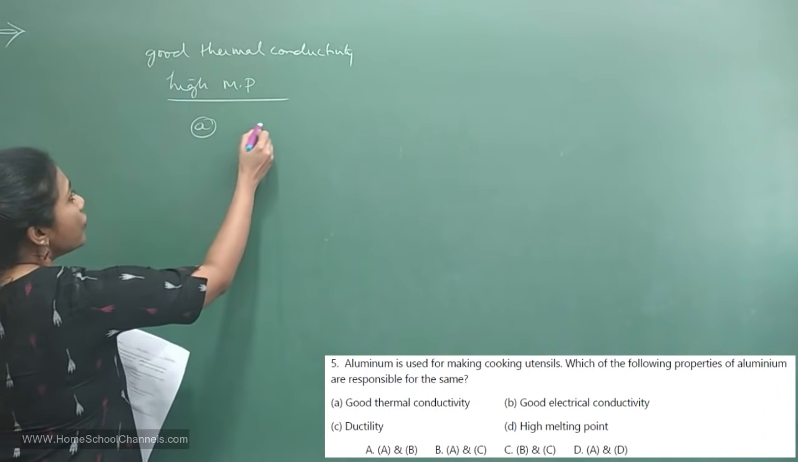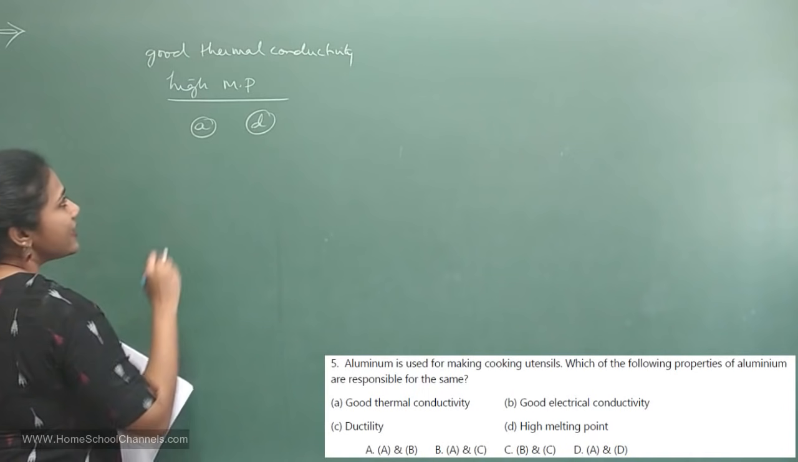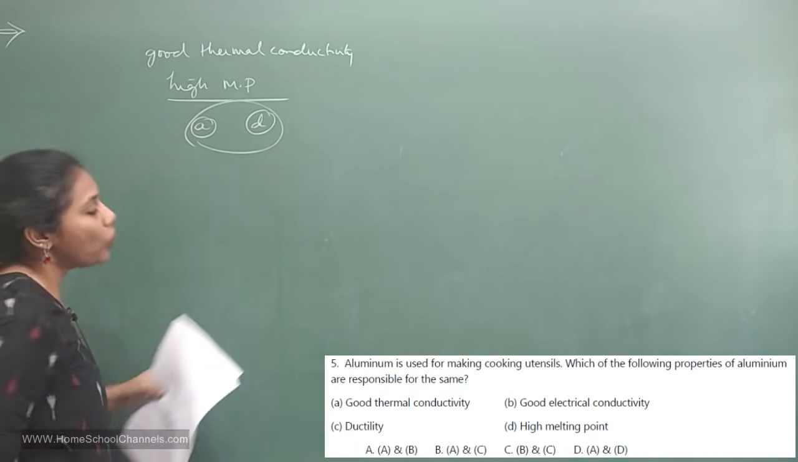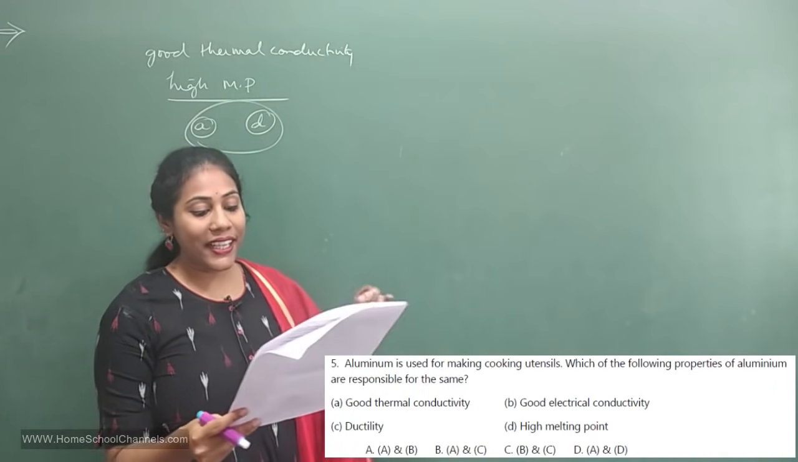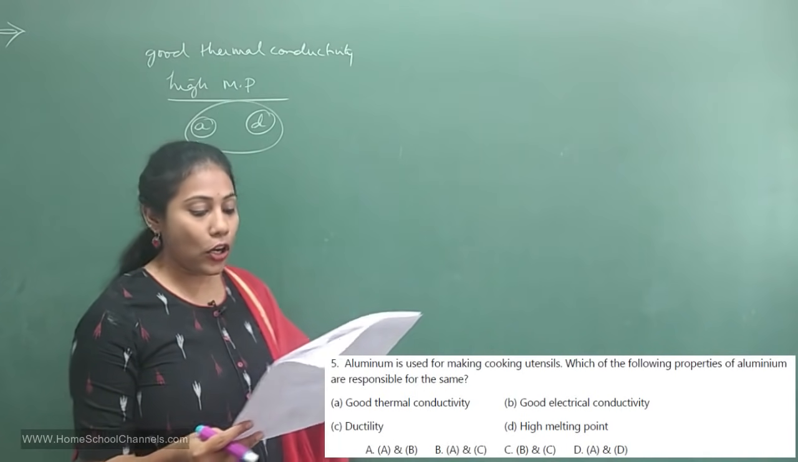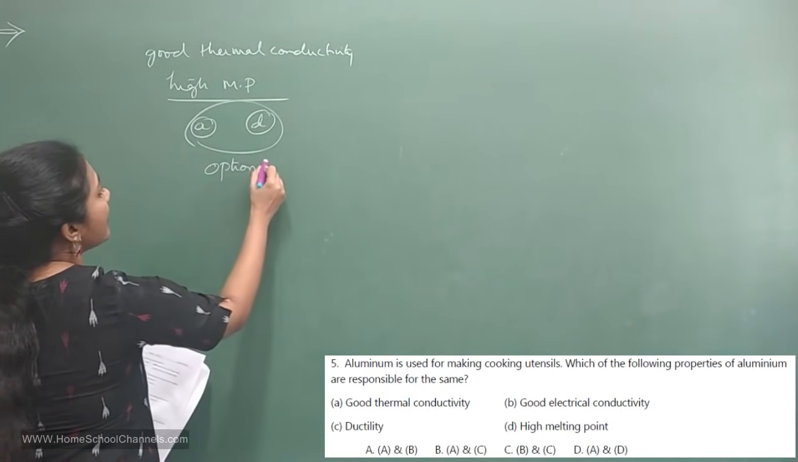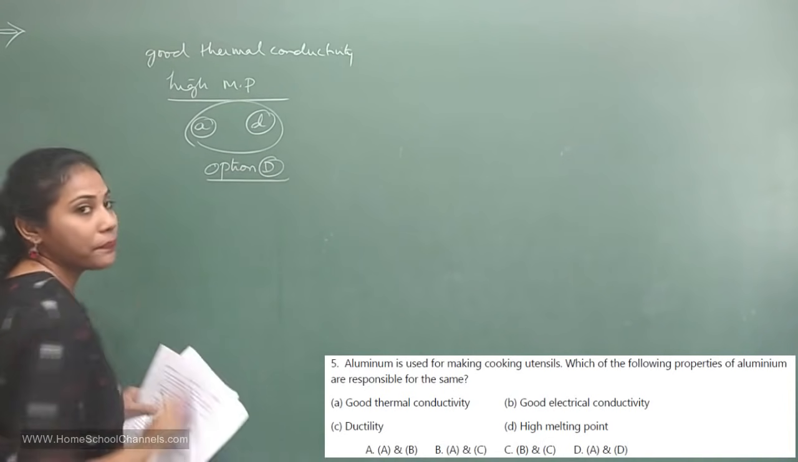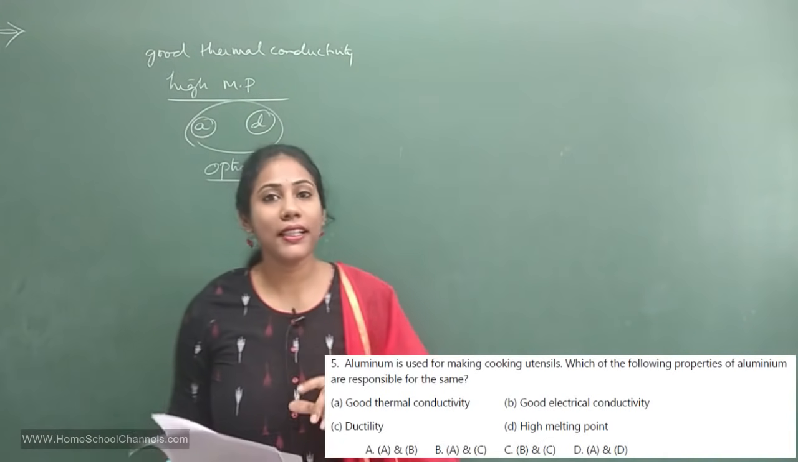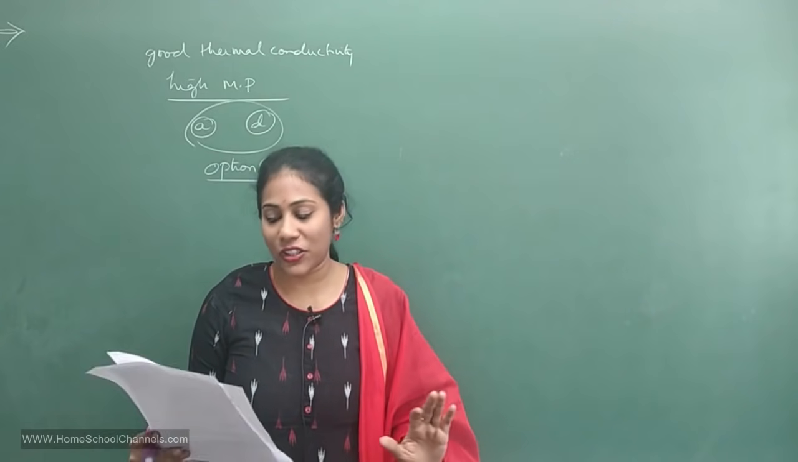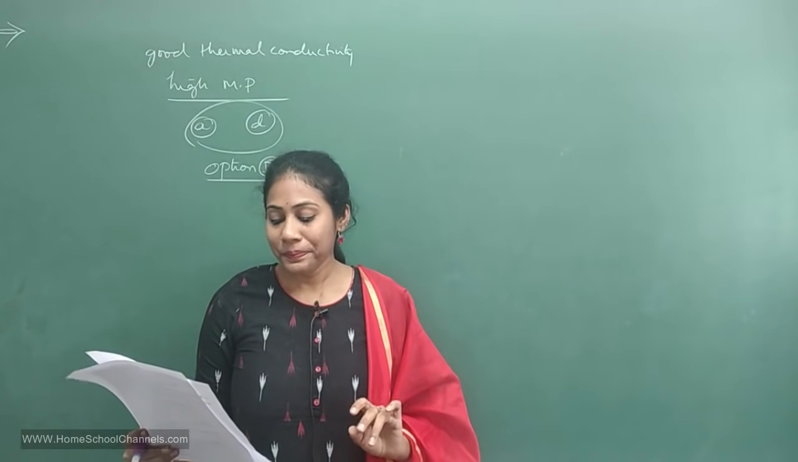Yes, yes. So A sentence is correct and D sentence is correct. So in which of the options are A and D correct? Option D, right? So option D is the correct answer here. Okay, so this is a very important and very famous question from this particular chapter.